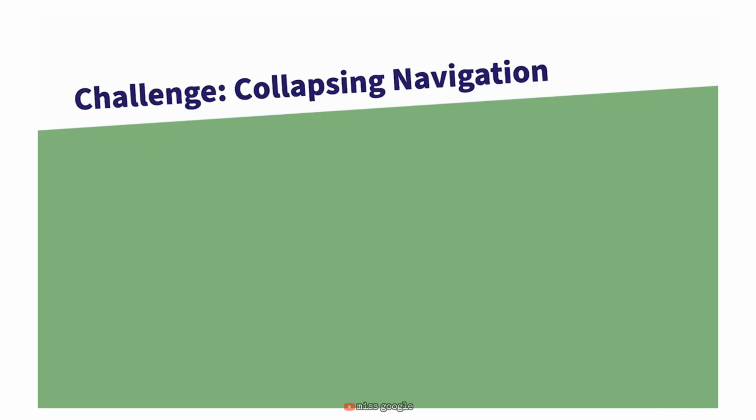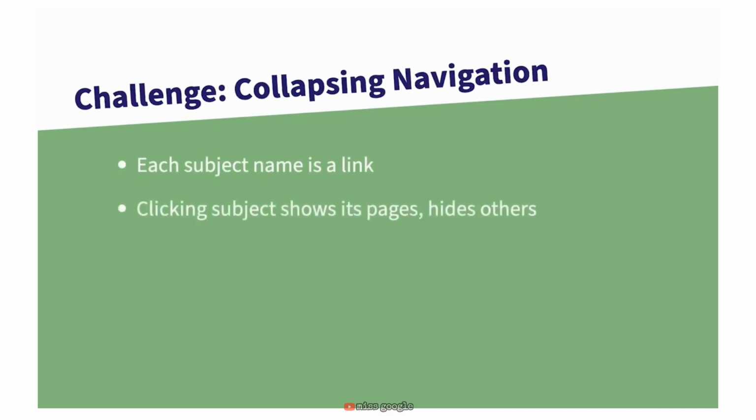So the way it's going to work is that each subject name is going to be a link. In fact, it already is. And clicking on one of those links is going to show the pages that are underneath that subject. Any other subjects that are not being shown would not show their pages. That also means that if no subject is selected, such as when we're on the home page, then we wouldn't see any of the pages. We would just see a list of subjects.